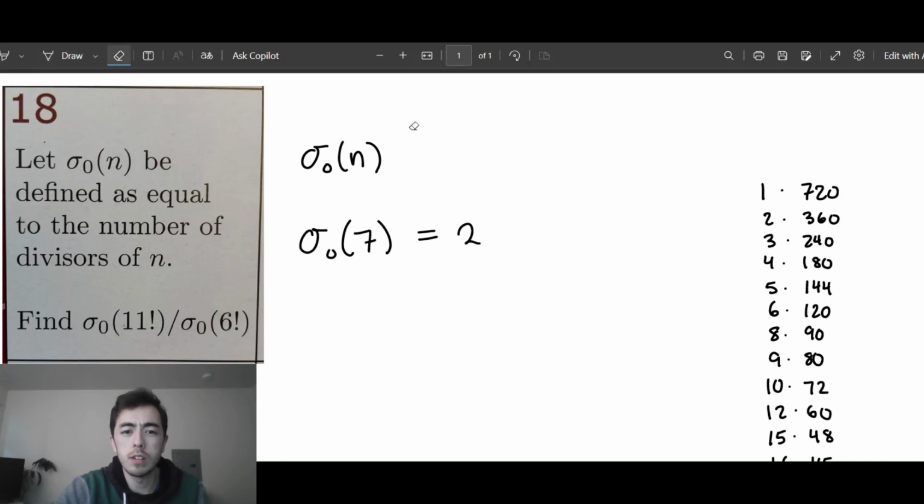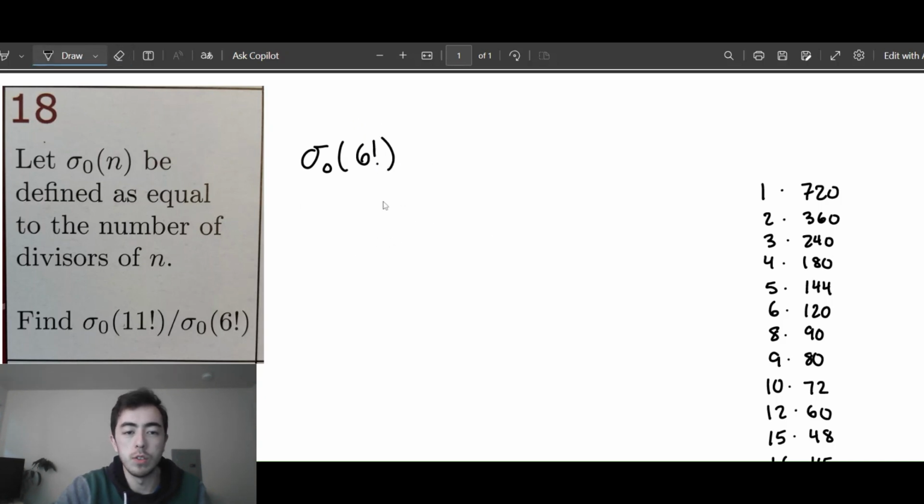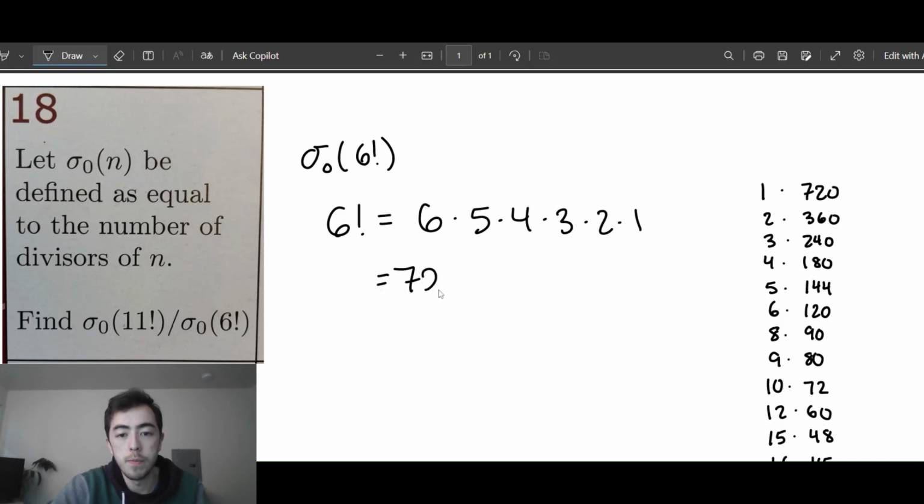It'll be a little bit harder with this factorial here. And there's kind of 2 ways to approach this. The first way is to figure out what this number is. Let's do that right now. A factorial is just a product of your starting number, 6 in this case, and all of the natural numbers down to 1. So 6 factorial is going to be 6 times 5 times 4 times 3 times 2 times 1. And this number just turns out to be 720.